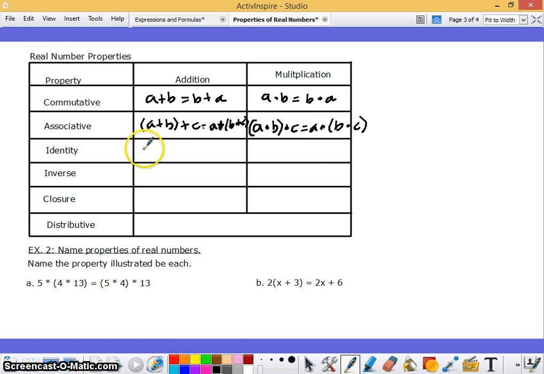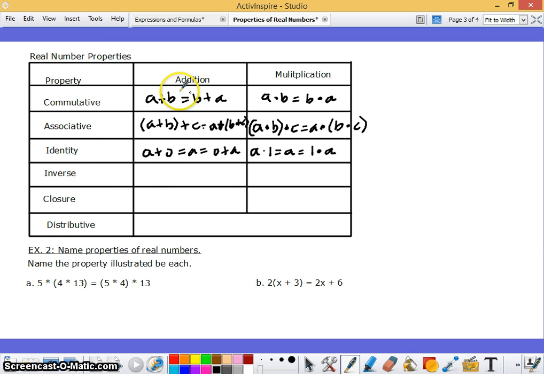Identity, the additive identity, is that A plus 0 equals A, which is also equal to 0 plus A. The identity means that my answer is the same as my non-zero number. Multiplication, now we're not using 0, we're using 1. So A times 1 is equal to A, which is also equal to 1 times A.